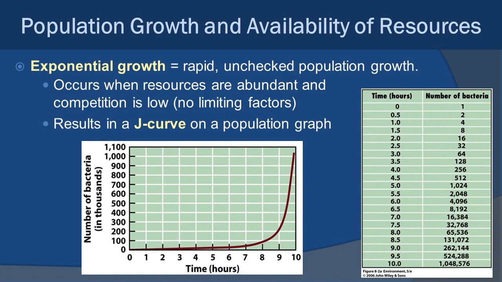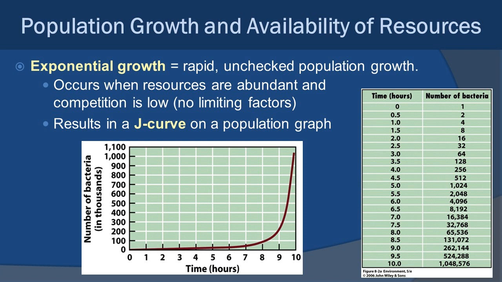So now we'll focus in on population growth. And we'll start with something called exponential growth, which is generally rapid, unchecked population growth. One of the best and simplest examples of this is bacteria. In a lab, if you take a petri dish with nutrient agar at the bottom and you inoculate it with bacteria, you're going to see exponential growth over the course of literally hours.